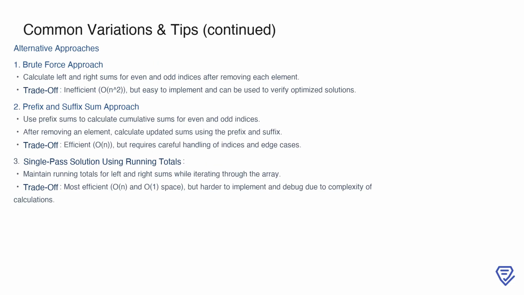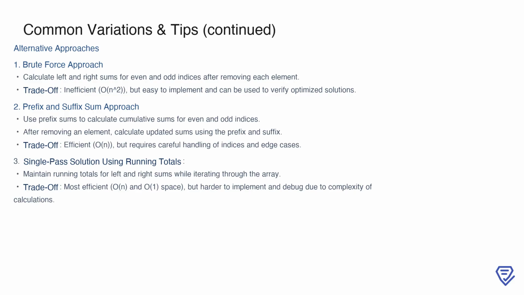There are several approaches you can take to solve this problem, each with its own trade-offs. The brute force approach involves calculating the left and right sums for even and odd indices after removing each element. While this method is straightforward to implement, it's inefficient with a time complexity of O(n²), making it unsuitable for large arrays. A more efficient strategy is the prefix and suffix sum approach, where you use prefix sums to calculate cumulative sums for even and odd indices.